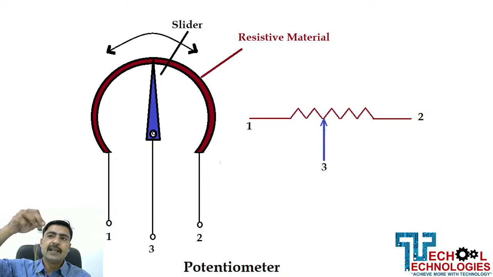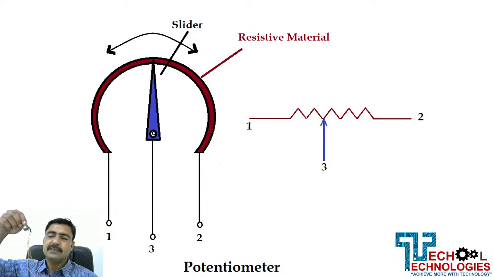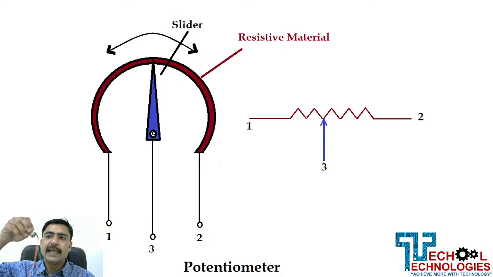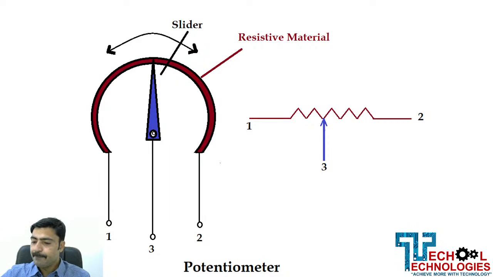1, 2, 3. 1 and 3 will be connected to the potential. Let's say we are applying 5 volt. So 1 and 3 will be connected to 5 volt. And the middle one will be used to take out the potential, because as you are seeing here on the screen, we have 1 and 2, and third is a wiper, a slider, which will be moving from 0 position to maximum position.